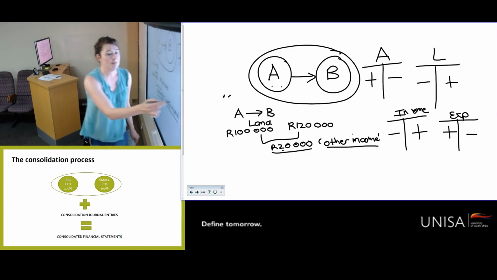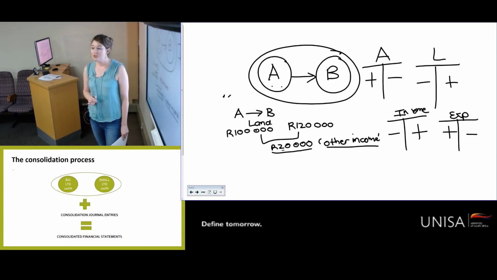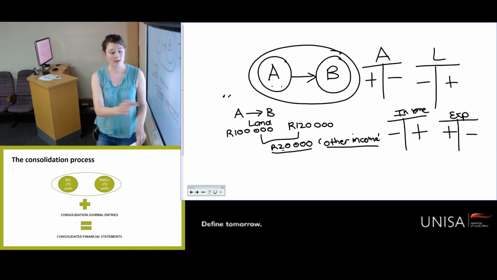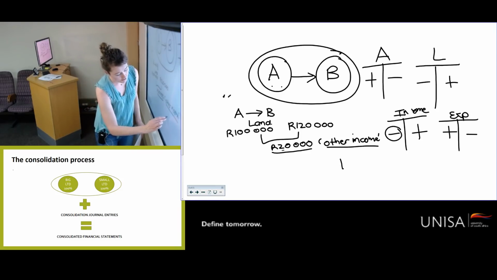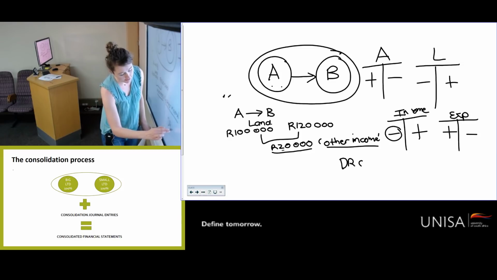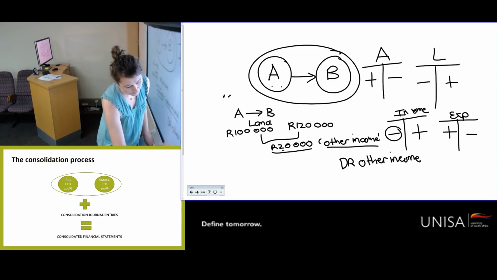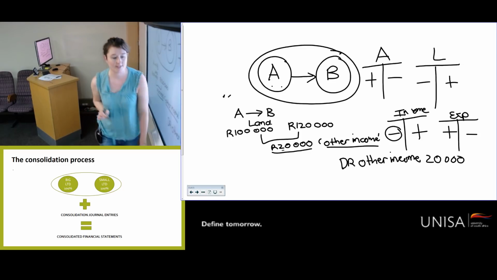So, other income is an income account. We know we want to reduce it by 20. If I want to reduce an income account by 20, must I credit it or must I debit it? I must debit it. So I know the first leg of my journal is to debit other income with 20.